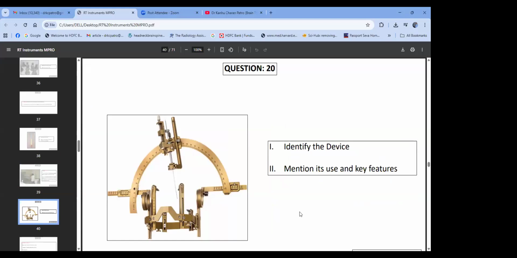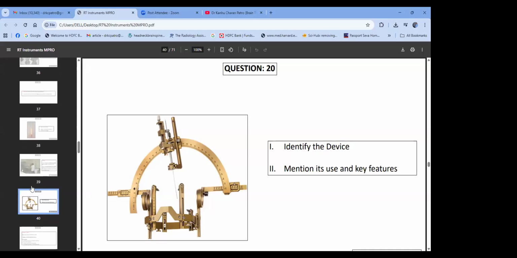So identify the device and its use and key features. This is a Leksell G frame, which is a rigid invasive stereotactic frame. It is used in gamma knife SRS. The main features are it provides stereotactic coordinate reference, and it is fixed with 4 skull pins and is used for single session. Because this is invasive, we are fixing it in the skull, so it's used for single session cranial SRS only. It is compatible with MRI and CT and angiography.